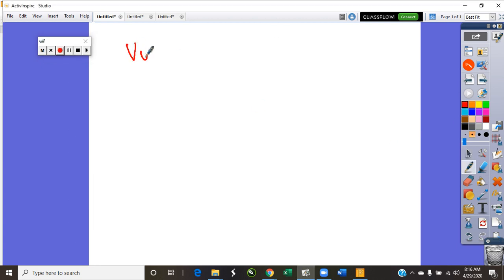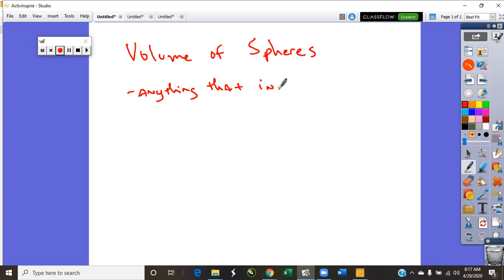As we continue with volume, today we're going to learn how to find the volume of spheres. When you think of a sphere, think of a basketball or a softball or a volleyball. It's finding the volume of those kinds of objects. Now, you know that there are circles involved. And if you remember, anything that involves circles involves pi.